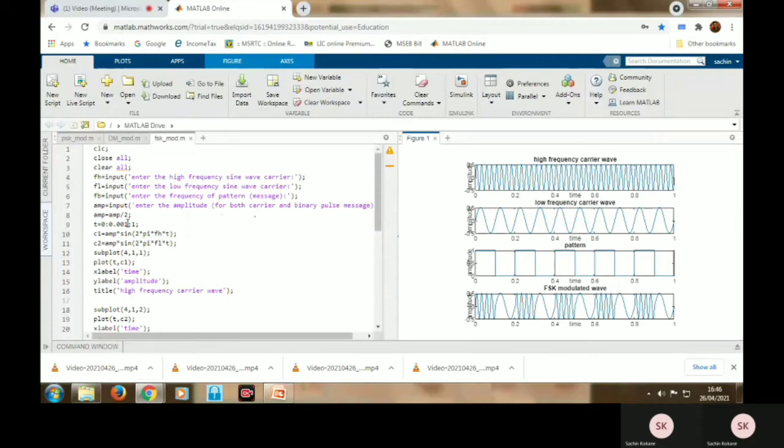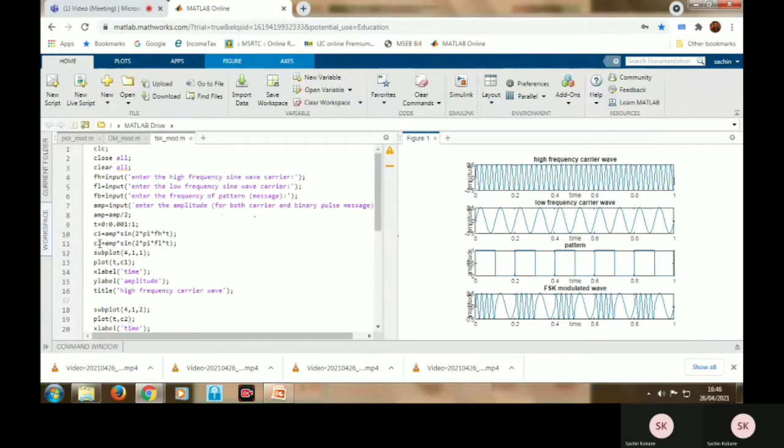Okay, that means a total of 1000 instances we are considering. Next variable is C1. C1 stands for high frequency carrier. There is an inbuilt sine function, and by using it we are going to create a high frequency carrier signal. So the equation will become amplitude into sine 2 pi fs t.